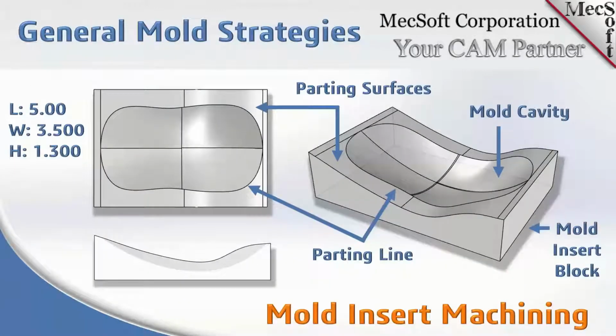Okay, here I wanted to use just a basic insert example to illustrate the techniques I'm going to show you. What we have is a very basic insert. We have a cavity, we have a parting surface around the cavity, and between the two, we have the parting line. We're going to show you the best way to machine the cavity as well as the parting surface, and how to protect that parting line.